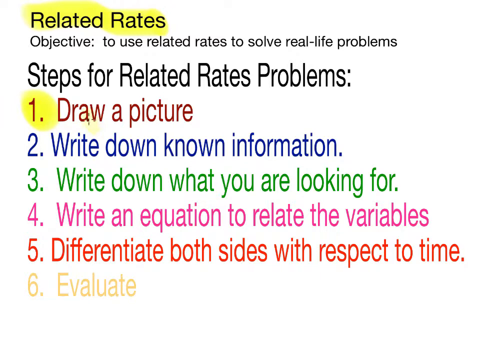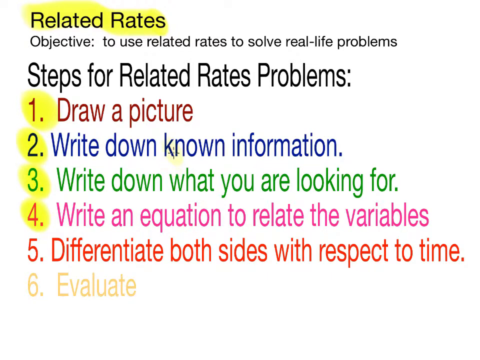Step 1, you should draw a picture. It's always good to visualize what's going on in the situation and carefully label your variables and your picture. Step 2, we need to write down what we know, what information was given to us in the problem. Usually that's a related rate. Then we need to write down what we're looking for. So what derivative or what rate are we looking for?